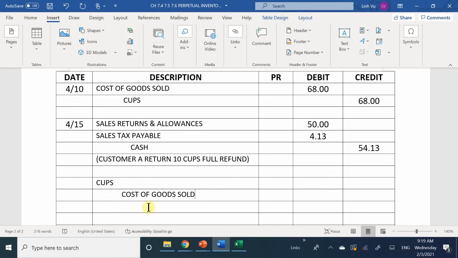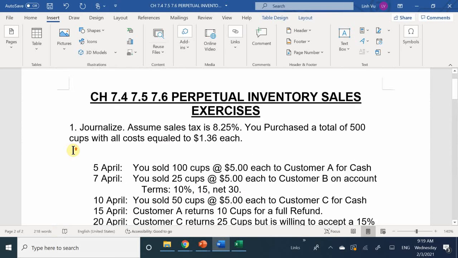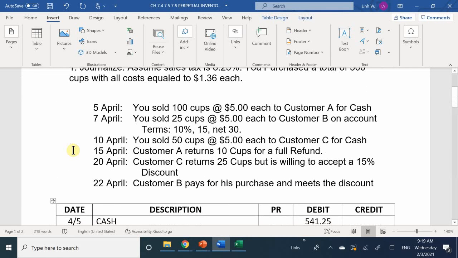All right. So what is the amount that I am actually returning back into my inventory? Yeah, 1360. Okay, good. Now here on April 20th, Customer C decides to return 25 mugs, but is willing to accept a 15% discount. So, how are we going to journalize this?